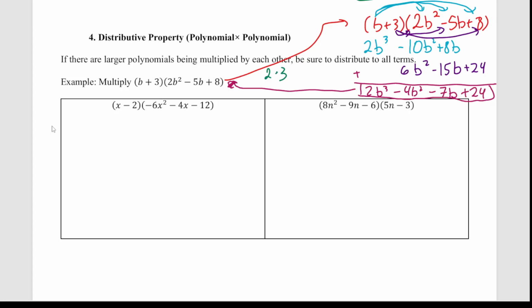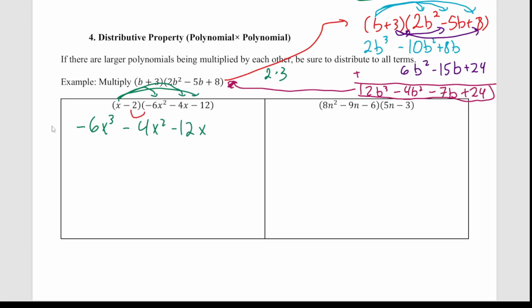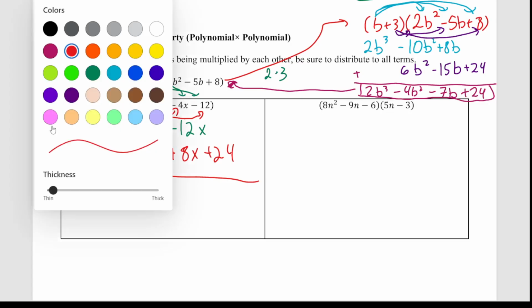So for this first one, again, I'm going to keep track of this vertically. If we have x times negative 6x squared, that'll be negative 6x cubed. x times negative 4x will give us minus 4x squared. x times negative 12 gets us minus 12x, and then we're going to keep on going with the next set of terms. Negative 2 times negative 6x squared will give us positive 12x squared. Negative 2 times negative 4x is going to give us positive 8x, and then negative 2 times negative 12 will give us positive 24, and then we're going to add straight down.